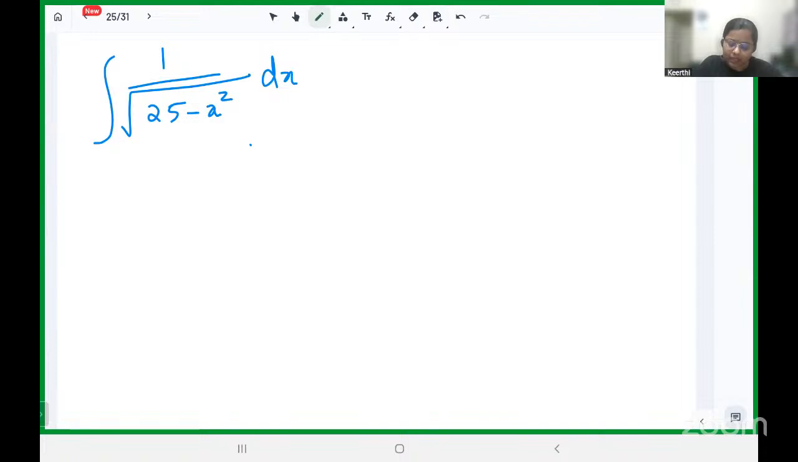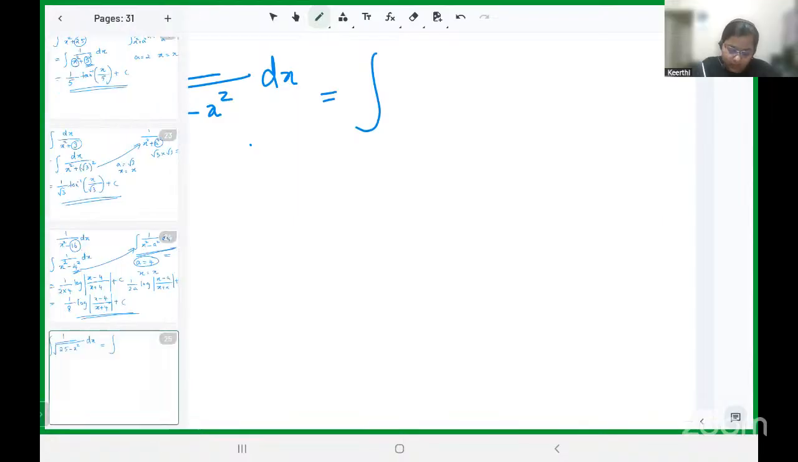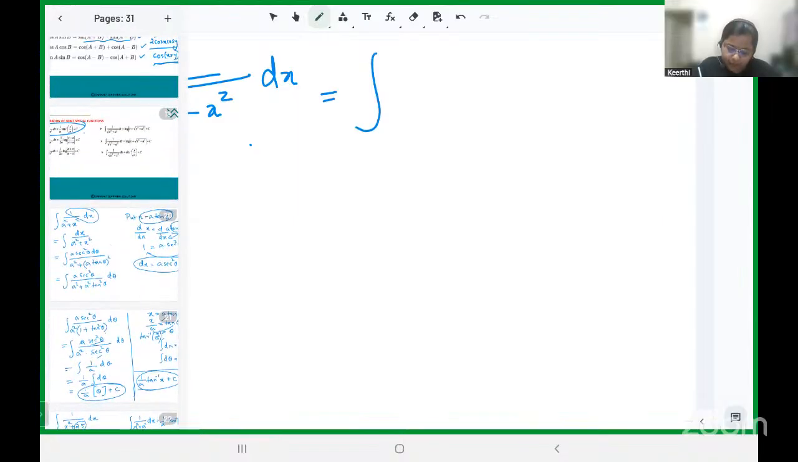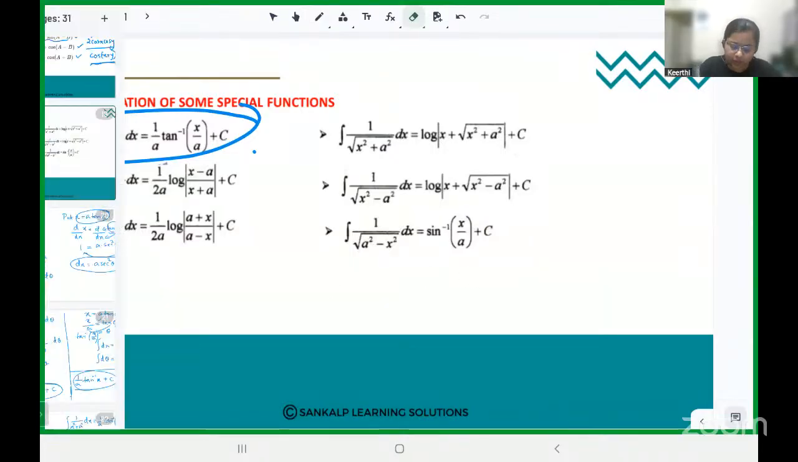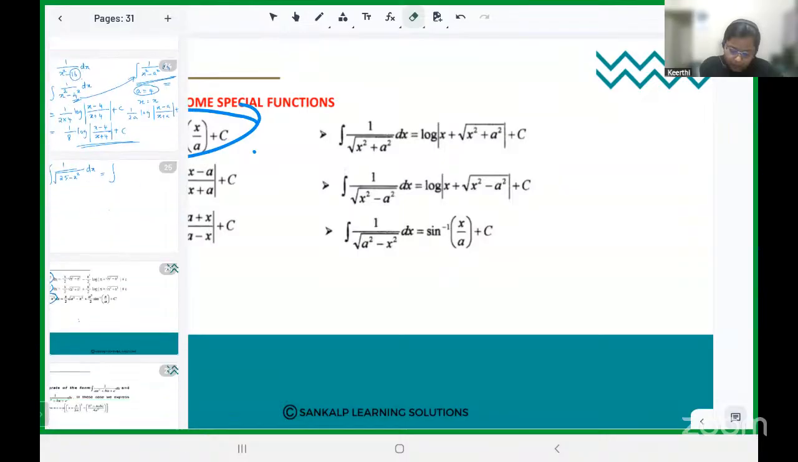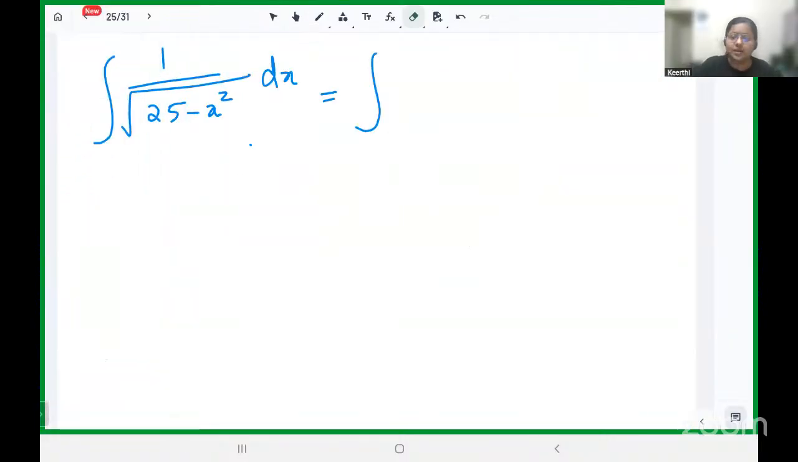Okay, so can we write this one as integral? So this is the second set. Sorry, 25 minus x square. It is a square minus x square. It is of the form root of a square minus x square. Isn't it? 25 can be written as root of 5 square minus x square.